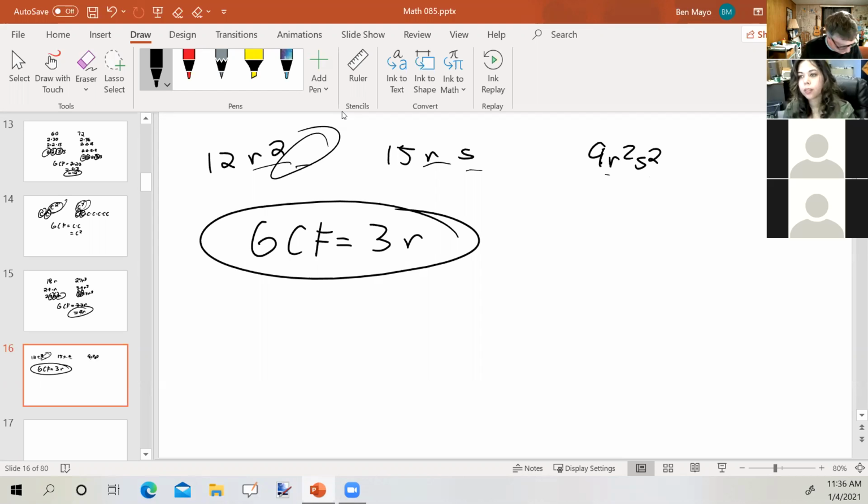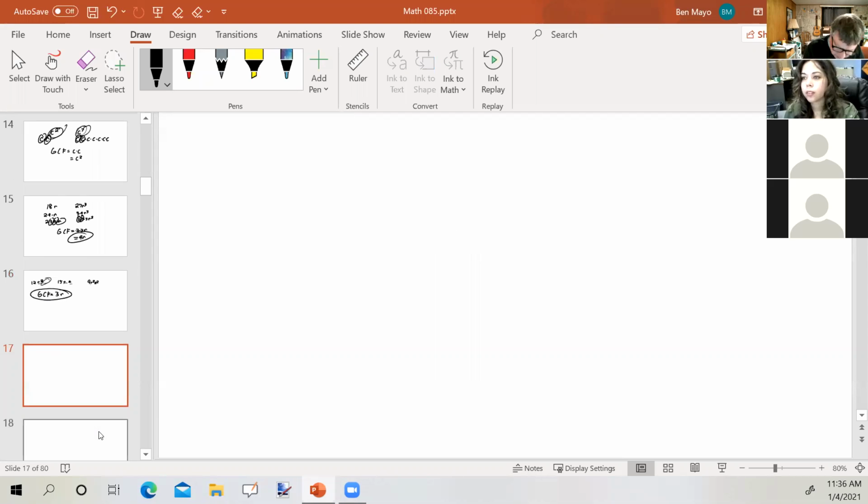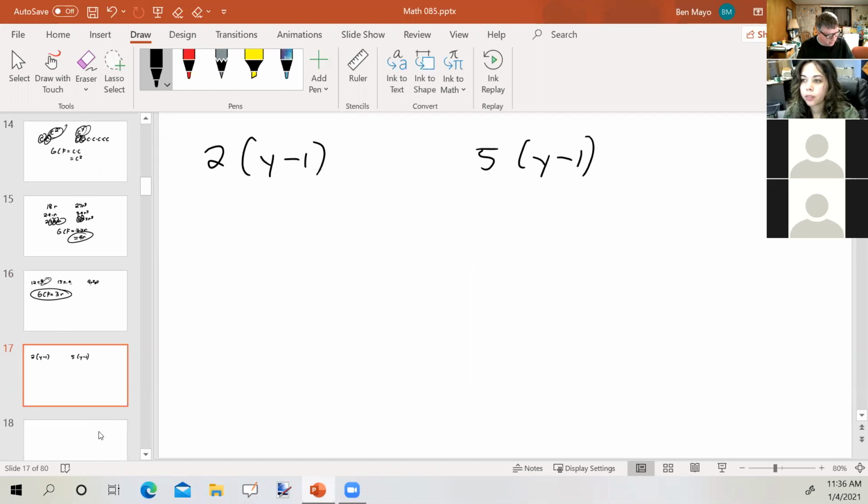All right. Suppose we've got 2 times the quantity y minus 1 and 5 times the quantity y minus 1. Well, the first number, the factors are 2 and the quantity y minus 1. The second number, the factors are 5 and the quantity y minus 1. So the greatest common factor would be y minus 1.